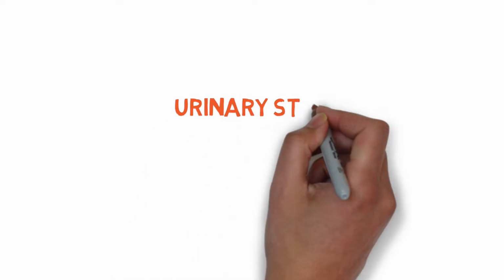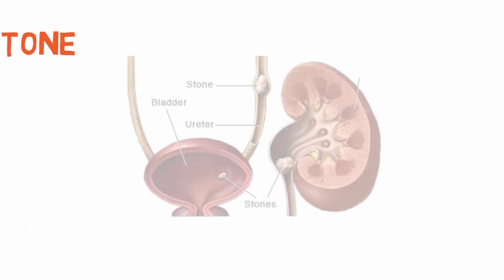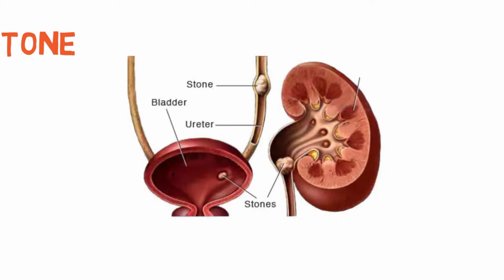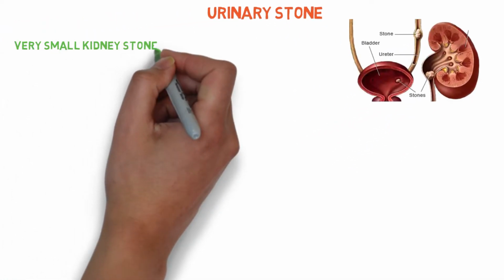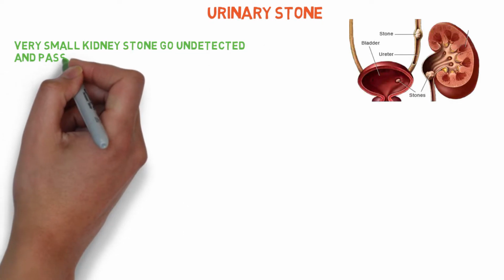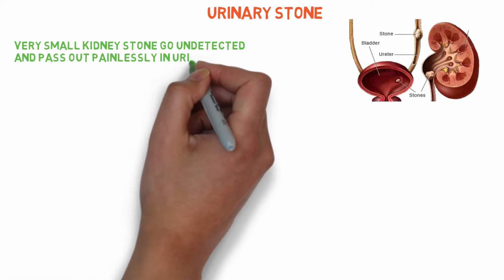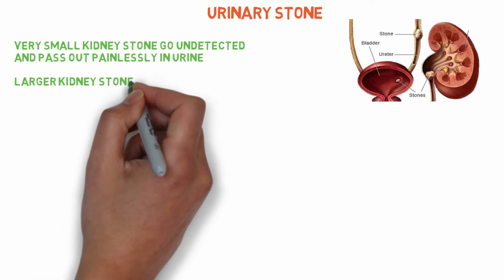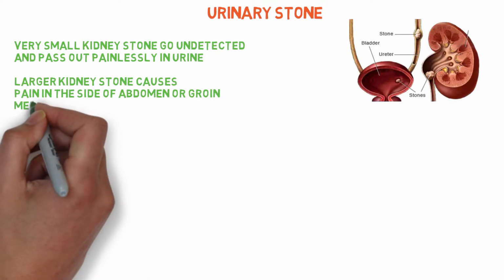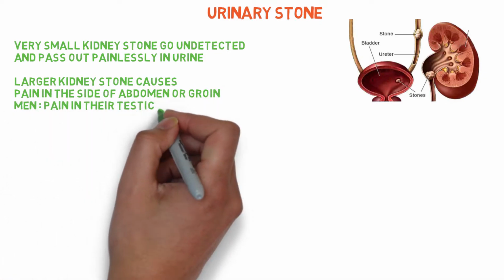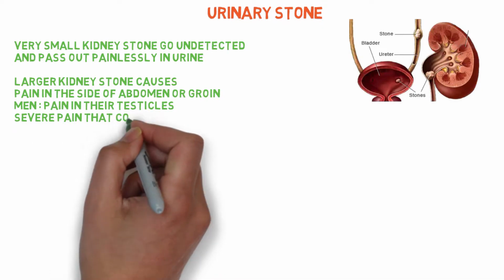Starting with the urinary stones. Kidney stones, also called renal calculi, nephrolithiasis or urolithiasis, are hard deposits made of minerals and salts that form inside our kidneys. Very small kidney stones may even go undetected and pass out painlessly in urine. Larger kidney stones can cause symptoms including pain in the side of the abdomen or groin. Men may have pain in the testicles as well.